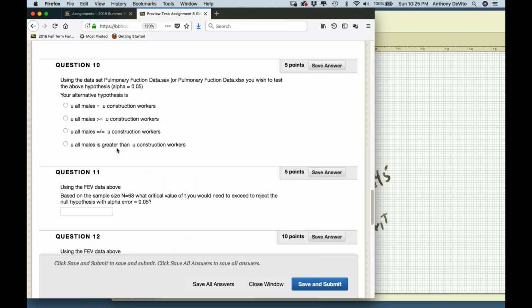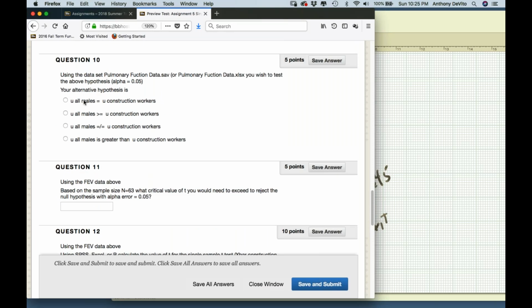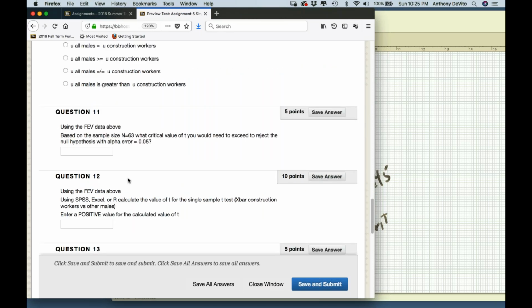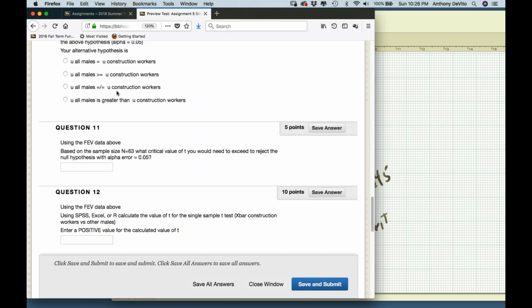In other words, we're comparing whether or not construction workers could have higher FEVs or lower FEVs, but just that they're different, just that they're not the same. We're not predicting ahead whether they're less or more, just that they're different. That's why we're saying the mean for all males is not equal to the mean for construction workers, right?